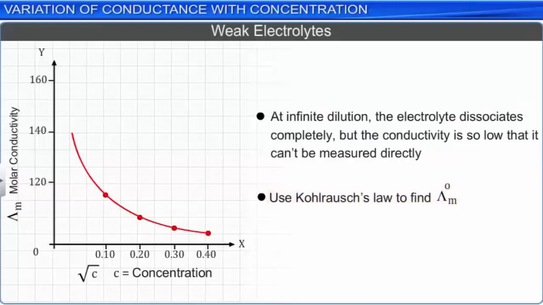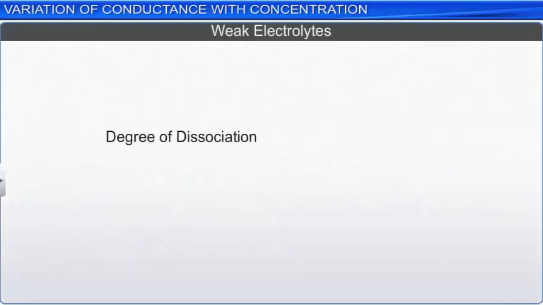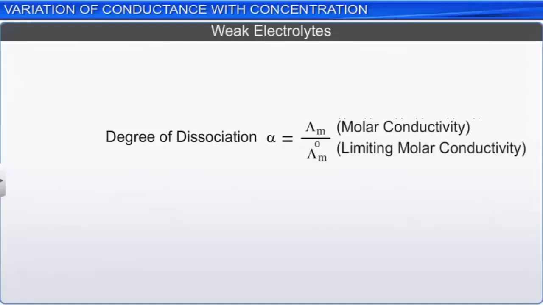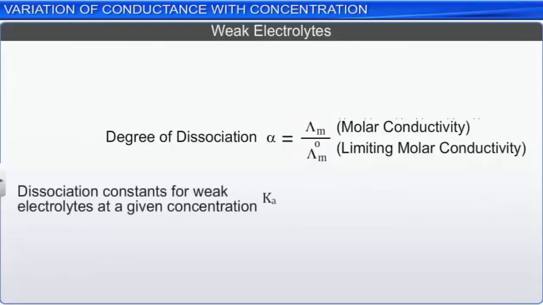We can approximate the degree of dissociation, alpha, for a weak electrolyte as the ratio of molar conductivity to limiting molar conductivity. If the molar conductivity and the limiting molar conductivity are known, then the dissociation constants for weak electrolytes at a given concentration can be found.